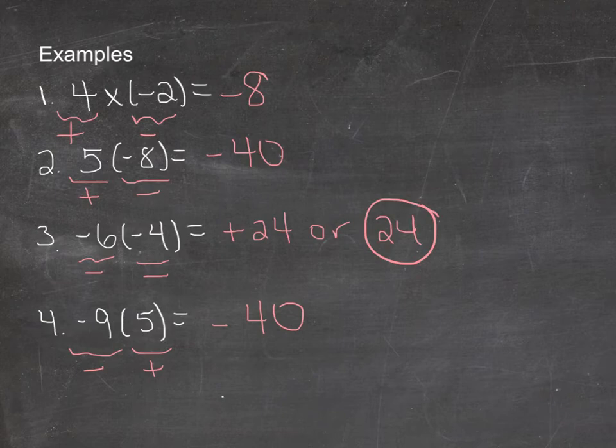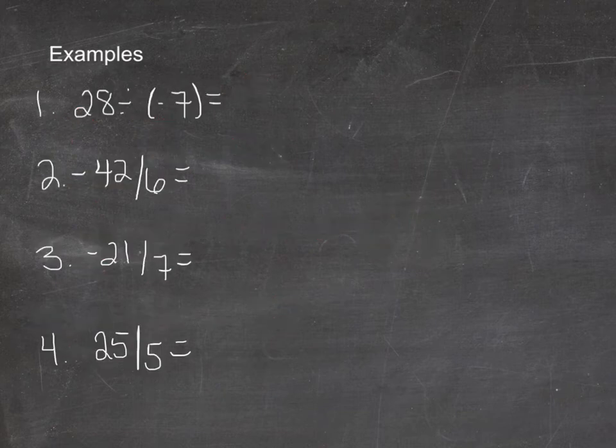Okay, let's look at some examples with division. So negative 9 times 5 is negative 45. Okay, so division works the same way. So 28 divided by negative 7, so I have a positive number divided by a negative number, so I know my answer is going to be negative, and 28 divided by 7 is 4, so it's negative 4.